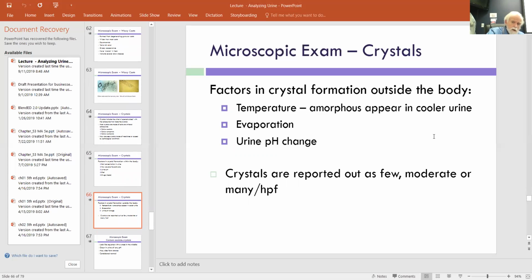Temperature, okay? Some crystals form in cooler urine rather than room temperature. If things begin to evaporate, we might find that, again, we concentrate the salts. But one way to prevent that is to keep the lid on it, right? And another factor is if the pH is different. Some crystals will form more in acid pH and some more in alkaline.